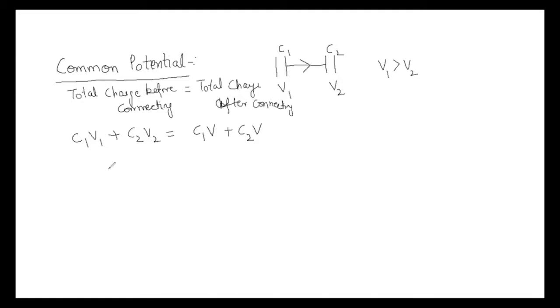This V is called the common potential, and this V is given by (C1V1 + C2V2) upon (C1 + C2). This is the expression of common potential when two capacitors which are charged to different potentials are connected by a conducting wire. This is the expression when the two capacitors are connected in parallel. In series, it will be (C1V1 - C2V2) upon (C1 + C2).